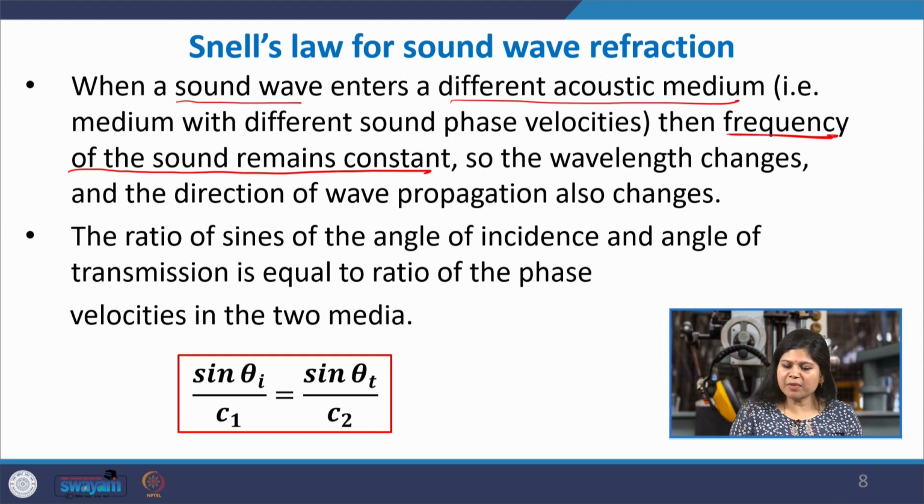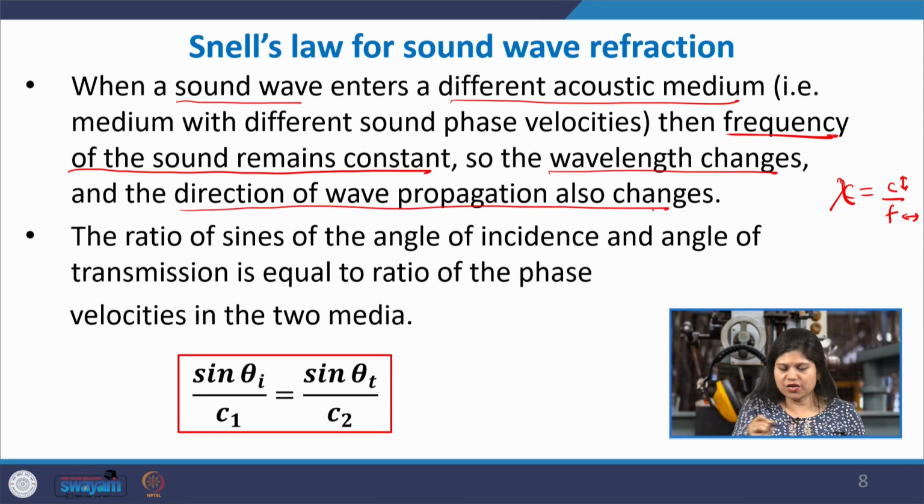So, the frequency remains the same, but in this interaction the speed is changing, and c is equal to f lambda, where lambda is the wavelength, so lambda is c by f. This is changing and this stays the same. So, lambda changes. So, the wavelength changes, and at the same time the direction of the wave propagation is also changing. And what is the manner in which it is changing? It is changing so that this relationship is satisfied.